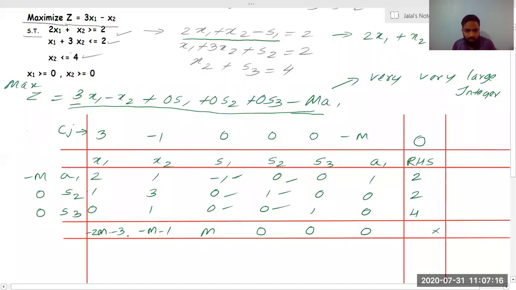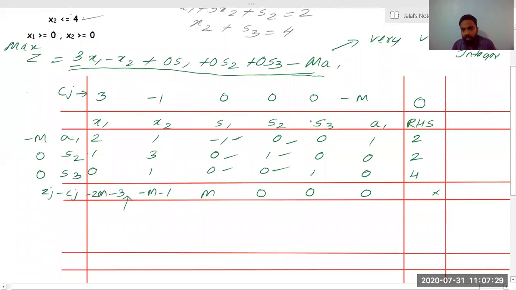Okay, so which is the most negative? It will be minus 2M that is most negative. So this will be our pivot column. Now we have to divide the RHS by the pivot column. So theta, which is nothing but Bi by Ai. 2 by 2 will be 1, 2 by 1 will be 2, and 4 by 0 is not possible. So least positive, not negative. Theta will always be positive. So least positive is 1. Therefore, A1 will leave the solution.